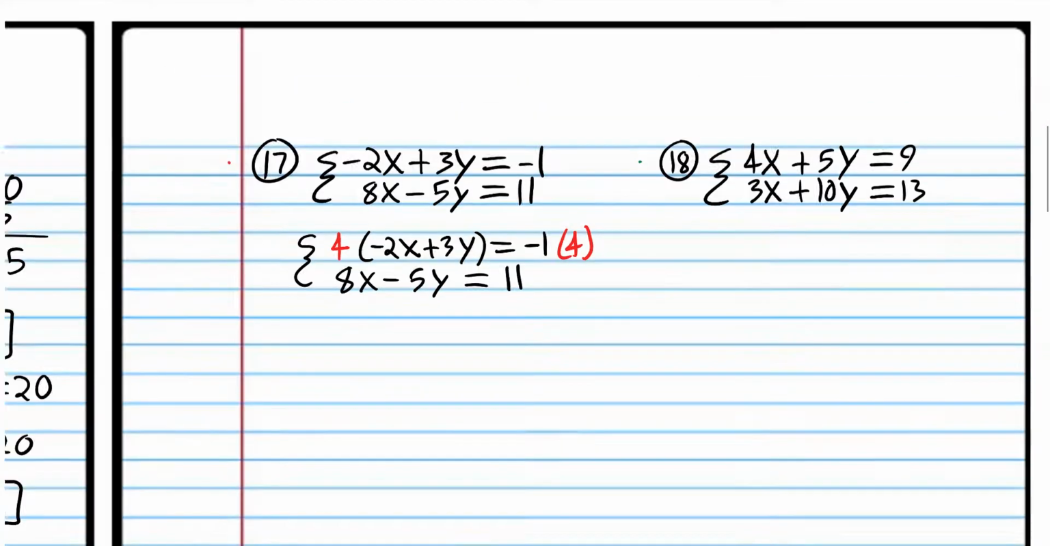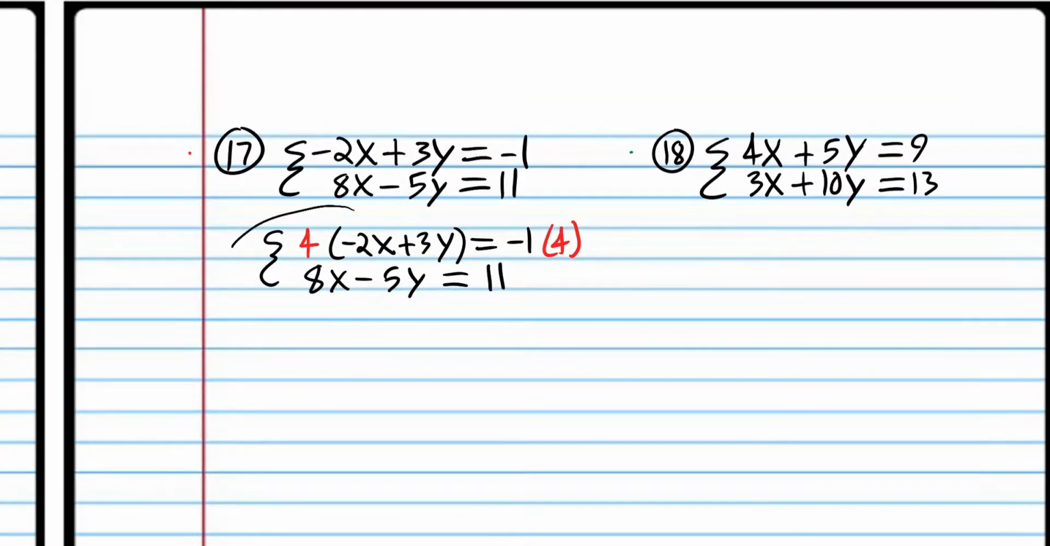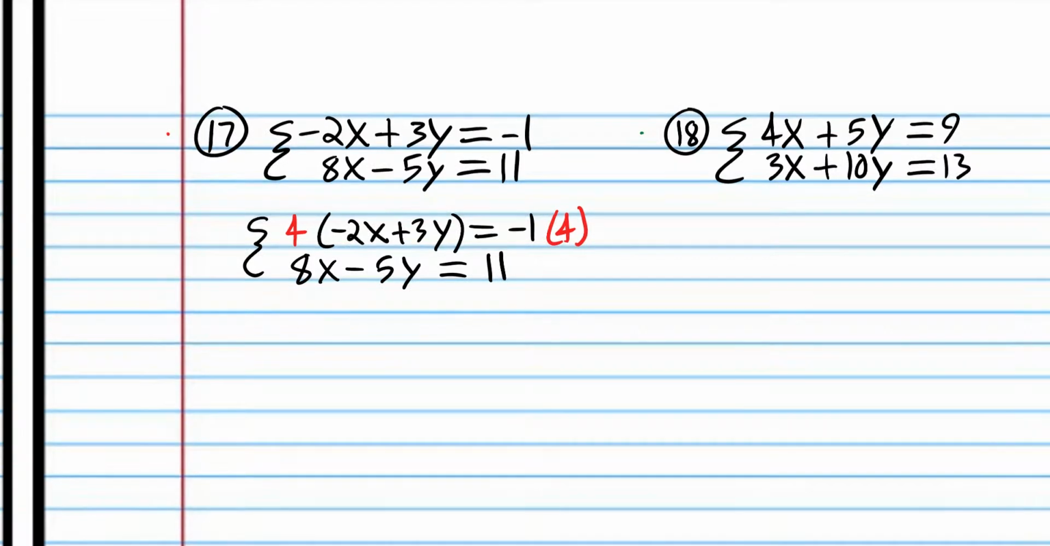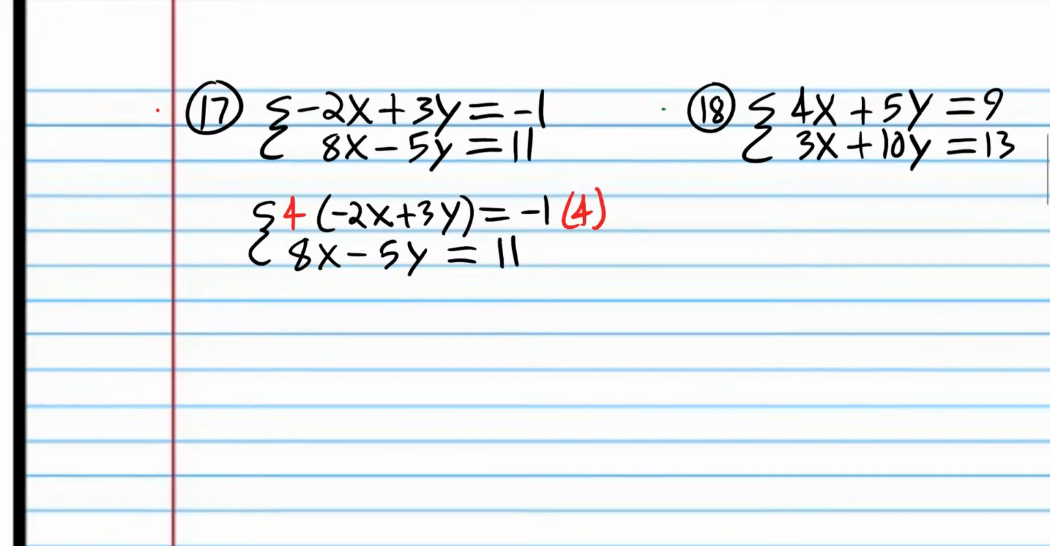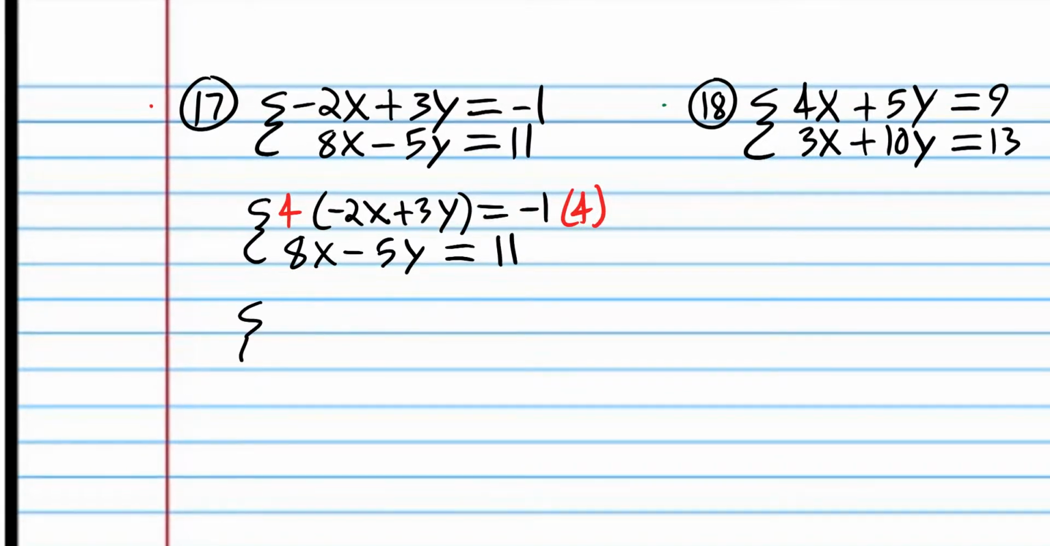When you're writing systems of equations, the two equations have to go together. It's best to keep them together if you can. And so now we end up with, we have to use distribution here. So we get negative 8x plus 12y is equal to negative 4. And we're just going to, again, rewrite the bottom equation.